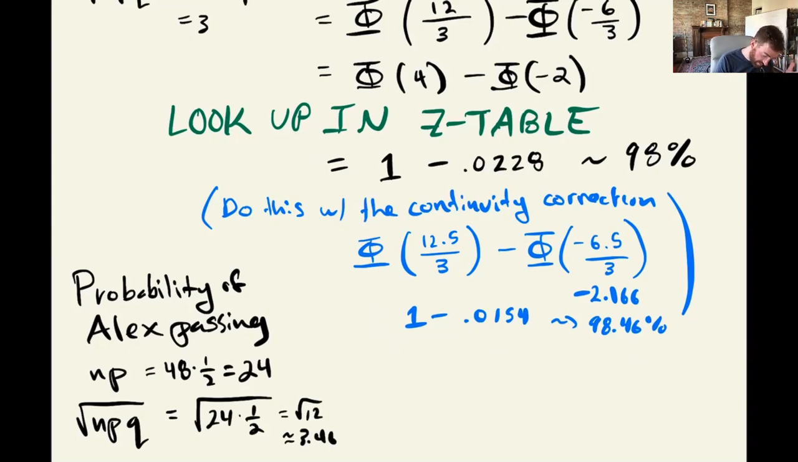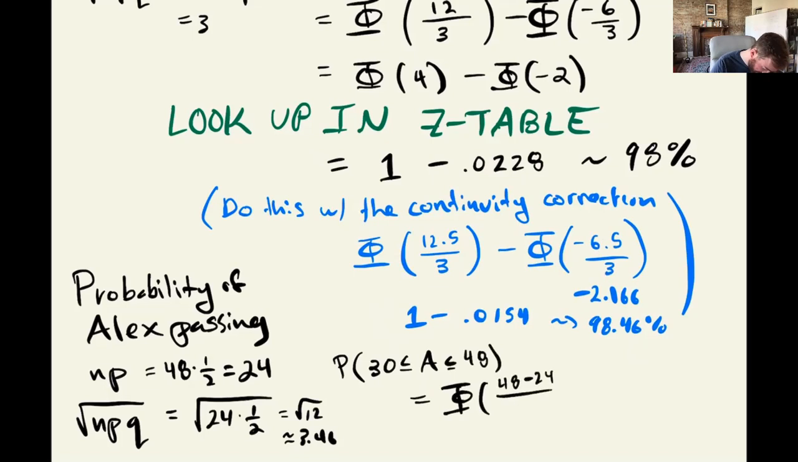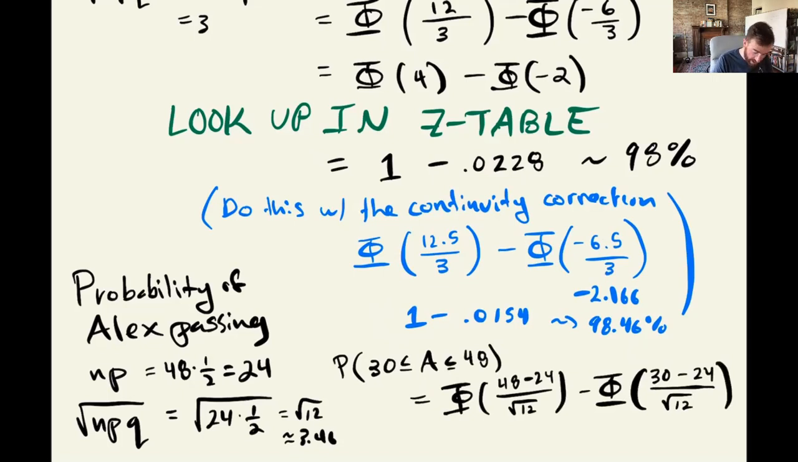I think we already see here that the probability of Alex passing, which is between 30 and 48, well, this ends up equaling phi of (48 minus 24) divided by the square root of 12 minus phi of (30 minus 24) divided by the square root of 12. Now, this first term is basically going to be 1, because we're looking at almost 5, maybe even 6 standard deviations above the mean, where phi is definitely equal to 1.